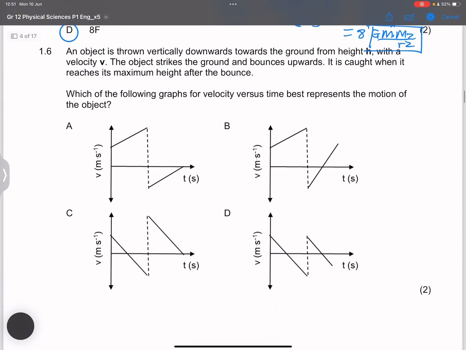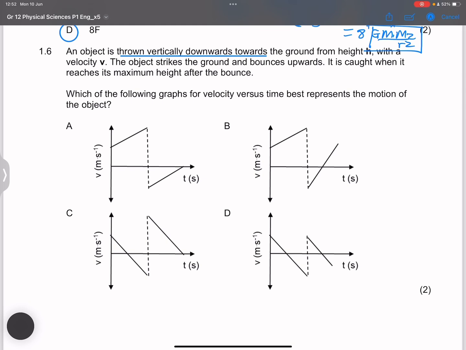So the next question, they say an object is thrown vertically downwards towards the ground from the height h, with a velocity v. The object strikes the ground and bounces upwards. It is caught when it reaches its maximum height after the bounce. So firstly, we know that we are going to throw an object vertically downwards, so we know that the initial velocity cannot be 0. And then we know that the object will strike the ground and it will bounce upwards.